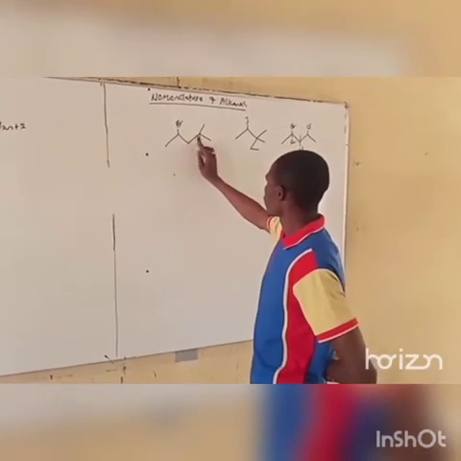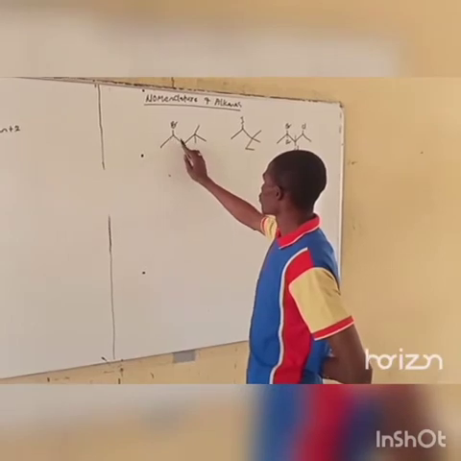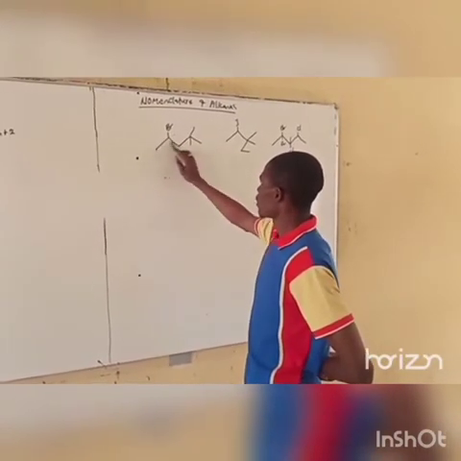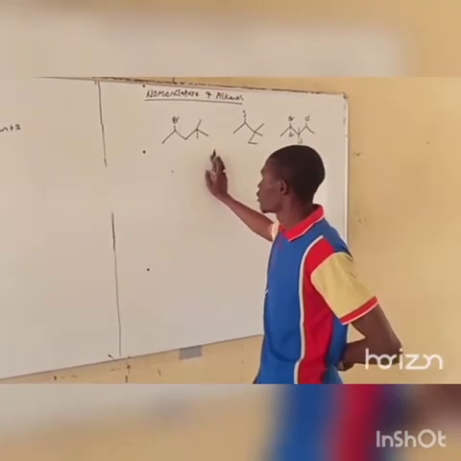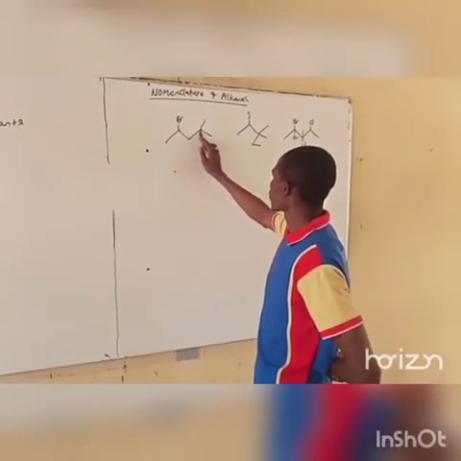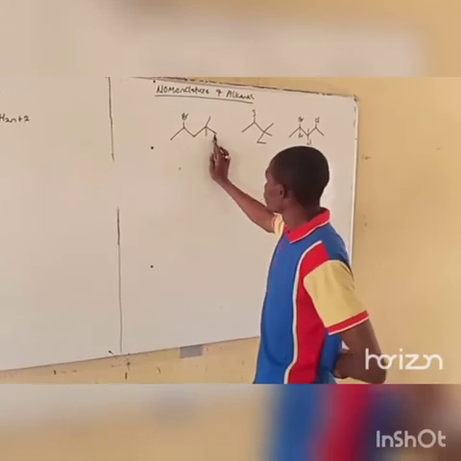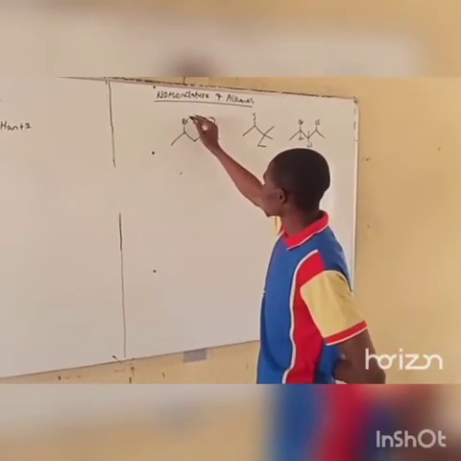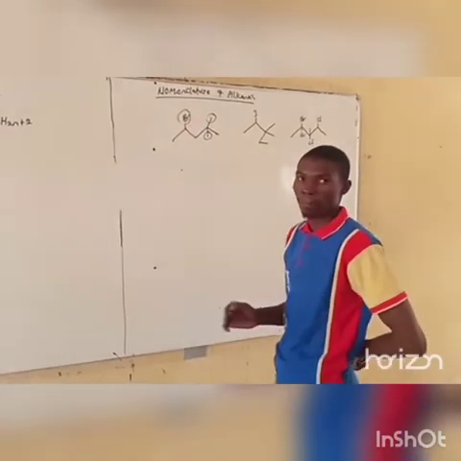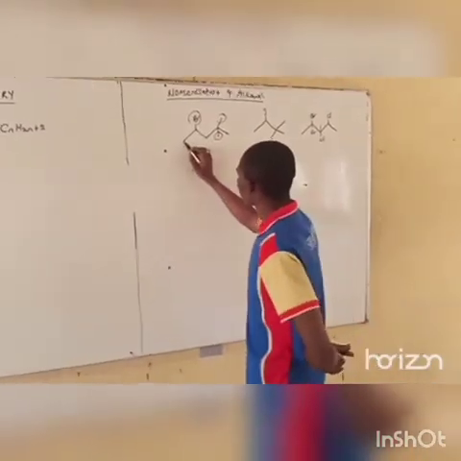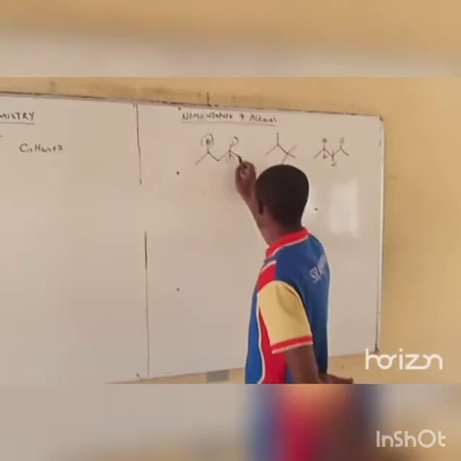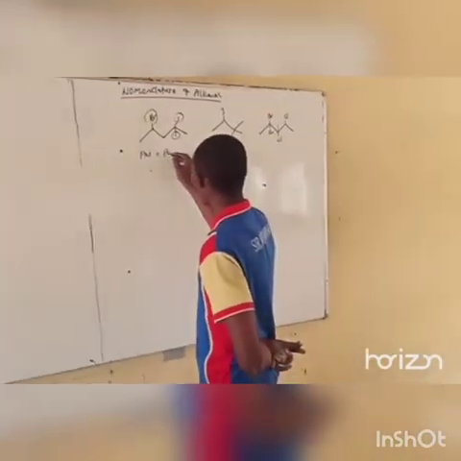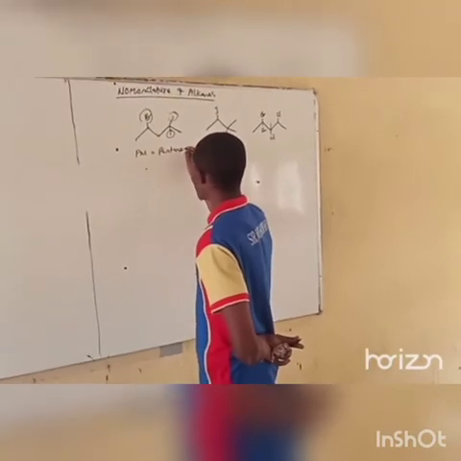1, 2, 3, 4, 5. 1, 2, 3, 4, 5. 1, 2, 3, 4, 5. So any one, we can take it as our longest chain. So let's take 1, 2, 3, 4, 5 as our longest chain, meaning every other thing is a substituent. This is a substituent, this is a substituent, and this is a substituent. Now, what is our longest chain? 1, 2, 3, 4, 5. So our parent name is pentane.